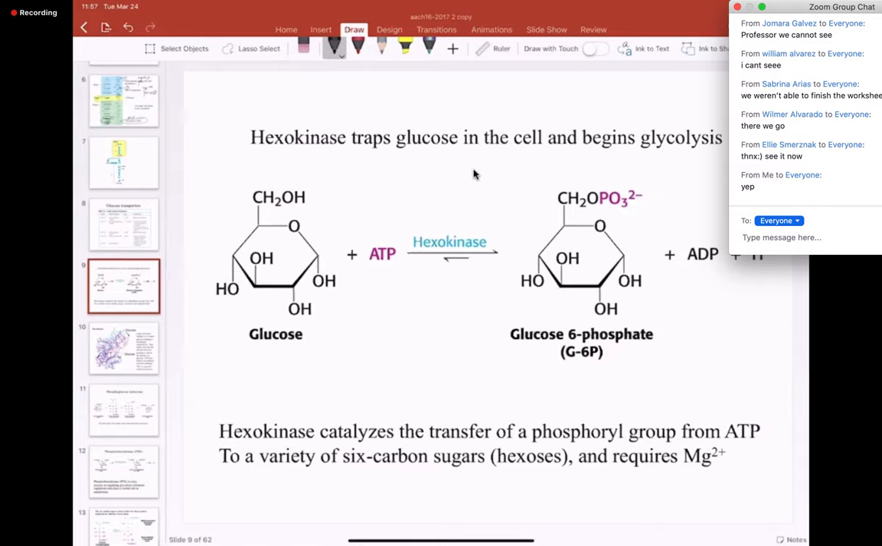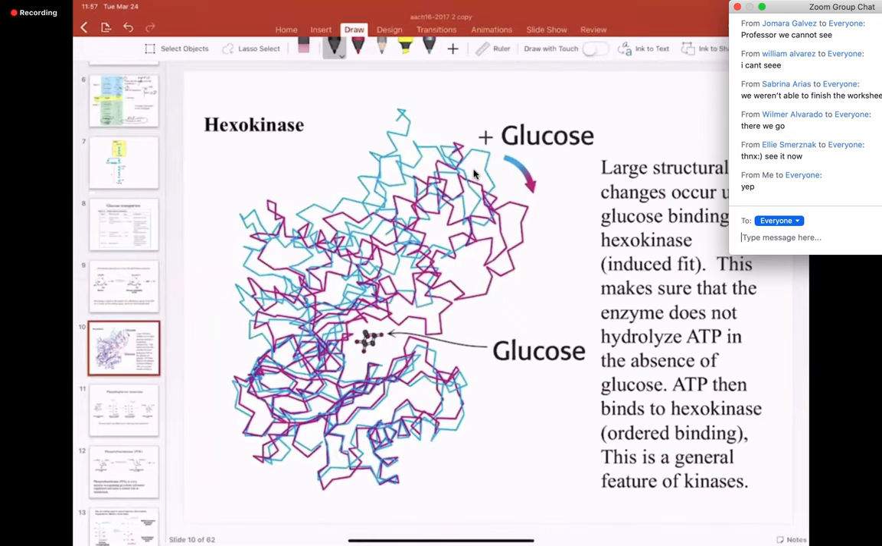It also works with other 6-carbon sugars. That's why it's called hexokinase and not glucokinase. Although there is actually a glucokinase, which we will discuss later on. The way that this enzyme works is interesting.